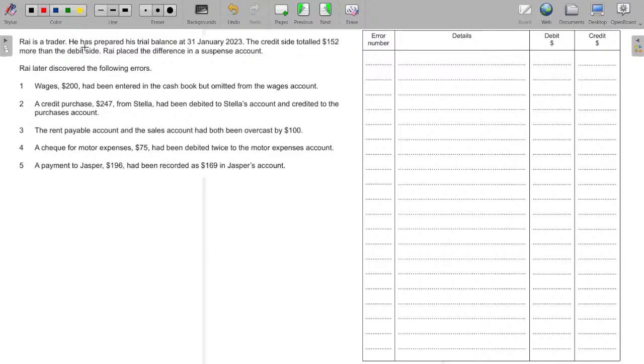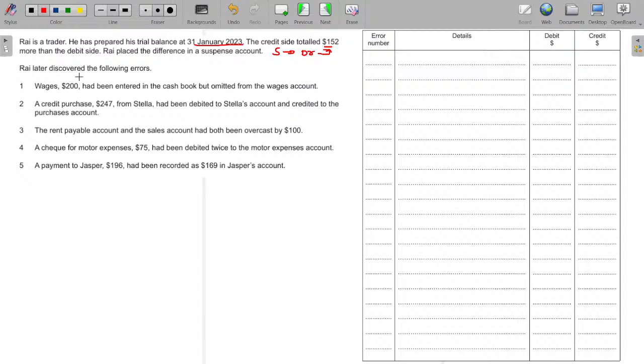Roy is a trader. He has prepared his trial balance at 31st January 2023. The credit side totaled 152 more than the debit side. Credit side is higher, so you will put that value in the suspense account, debit side.